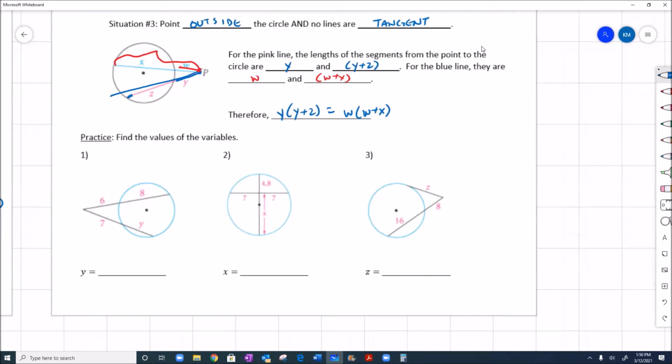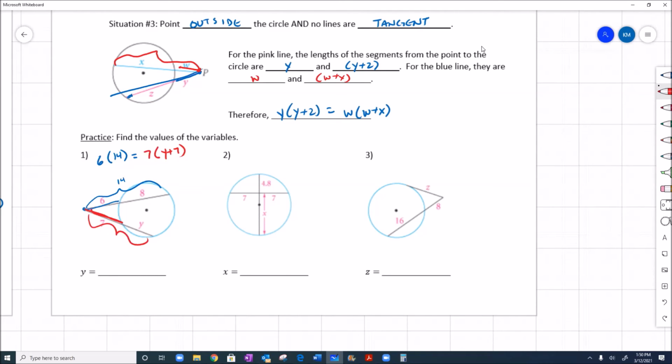Okay, so we have these situations. Let's look at finding these variables. So for our first example, you can reference those notes. You should be able to reference these situations to see what's happening. For number 1, we're looking at that third situation where we have the point outside and no tangent lines. So as we can look at this, we can say, okay, one line, 6 to 6 plus 8, 14. 6 times 14 should equal, look at the other one, 7 times y plus 7. Okay, and so here's our equation.